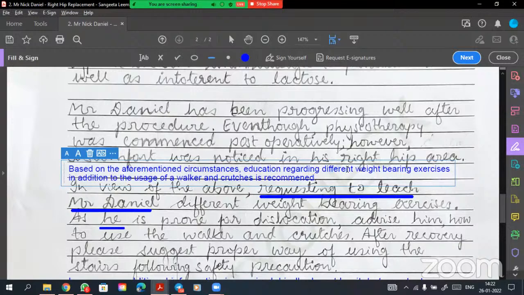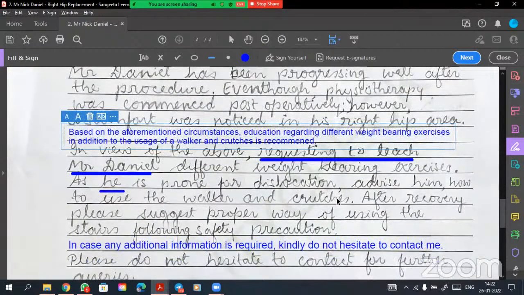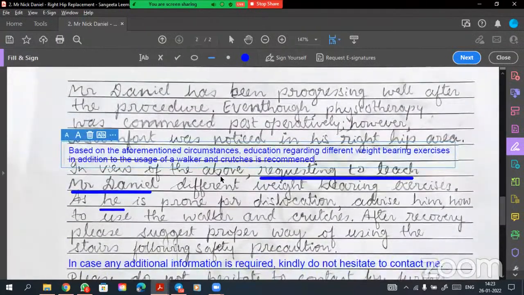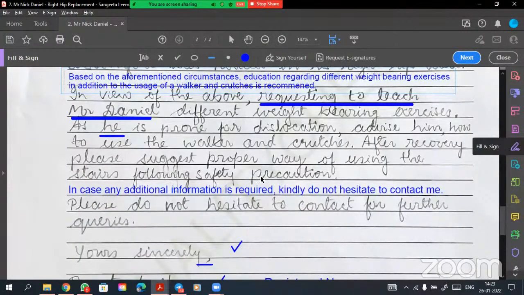So education regarding different weight bearing exercises, in addition to the usage of a walker and crutches, is recommended. So here education is recommended. You have to remember that. After recovery, please suggest the proper way of using the stairs, following safety precautions. Why all these too many things? After recovery, I don't think this is that important, because what is now is more important. You are writing too much. After recovery, please suggest the proper way of using the stairs.